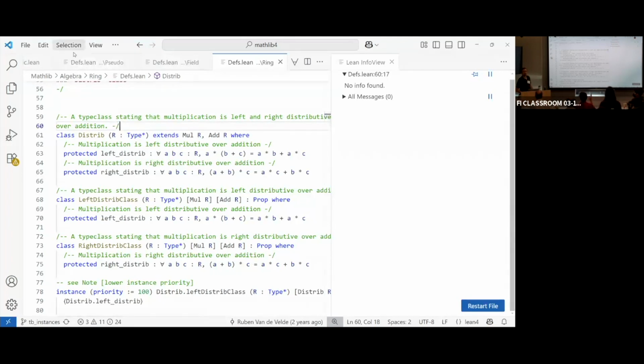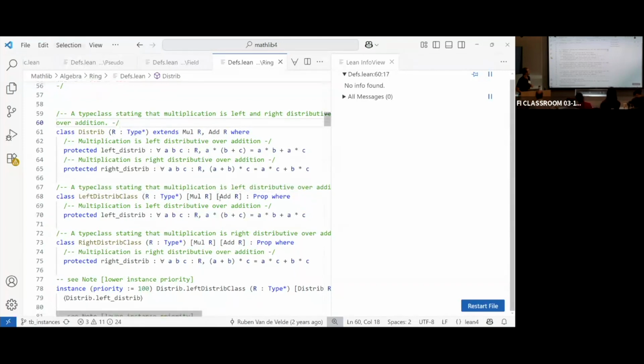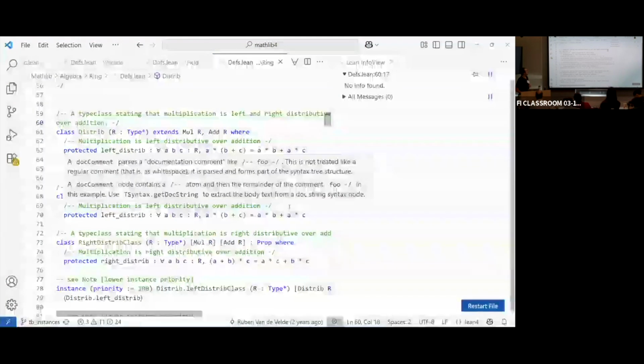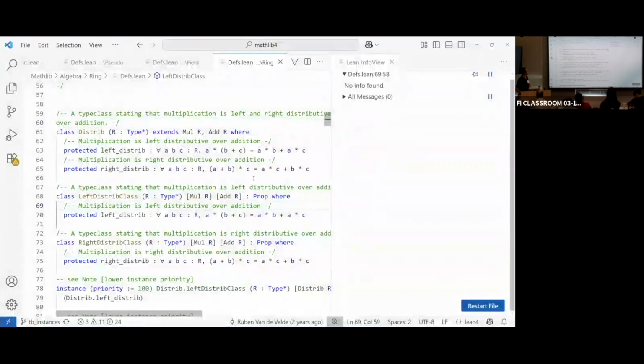That way, if you define a notation for Mul that explains what the star means, then with any type that extends Mul, you get that notation. That's right. Yeah. Sorry if I missed that. What's the difference between extends notation and, without extends, having brackets in the second thing? In the first, Distrib, we have extends Mul R. In the LeftDistrib class, there's no extension, but we use the brackets.